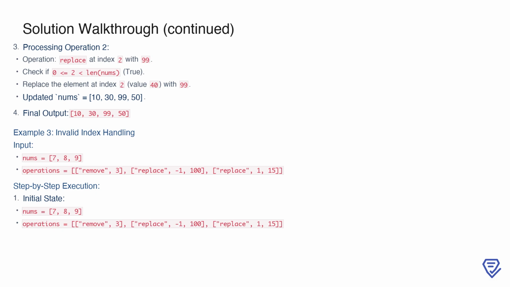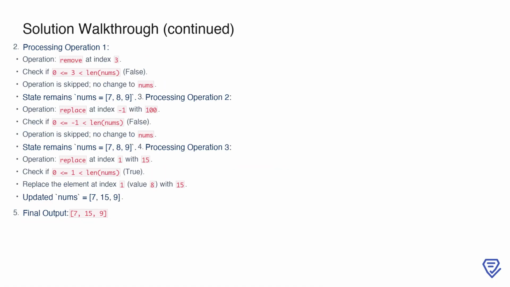Now, let's consider another example where some operations involve invalid indices. In this example, the array nums starts as 7, 8, 9, and we have three operations to process: remove at index 3, replace at index -1 with 100, and replace at index 1 with 15. First, we process the remove operation at index 3.